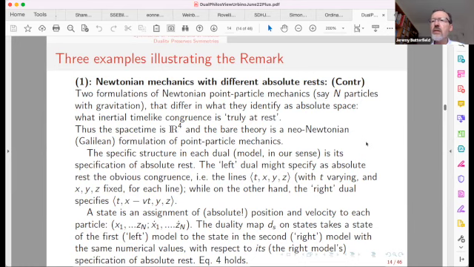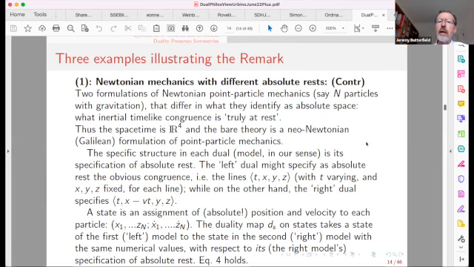So, of course, all this is associated with a Galilean group velocity boost in some specified direction at a certain specified speed. Let it be the x direction at a speed little v. So I want you to imagine two formulations of Newtonian point particle mechanics. For example, capital N particles which interact by Newtonian gravity, but these formulations differ in what they identify as absolute space. There is a disagreement between them about what, as we would say in the modern language, what inertial time-like congruence in space-time is truly at rest.